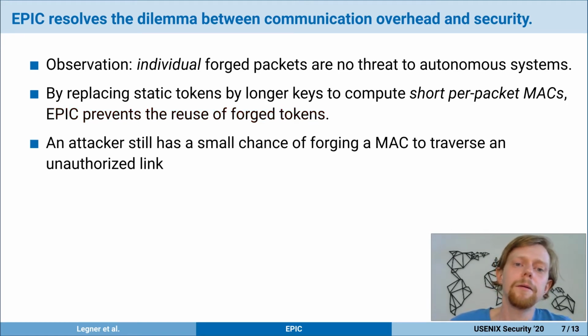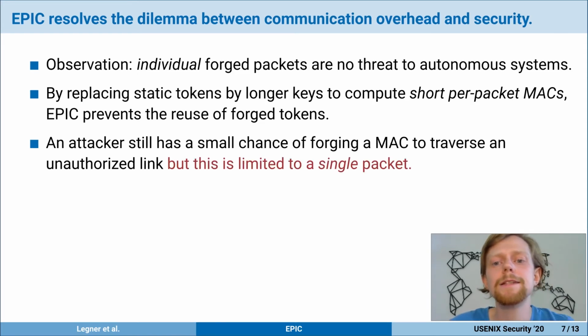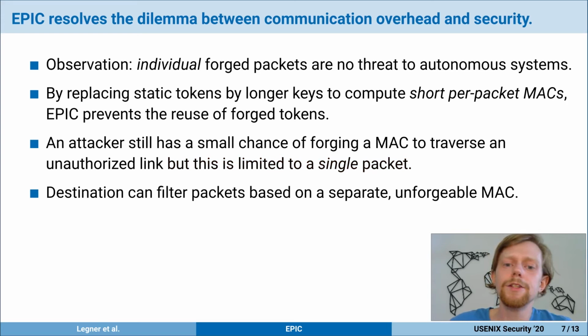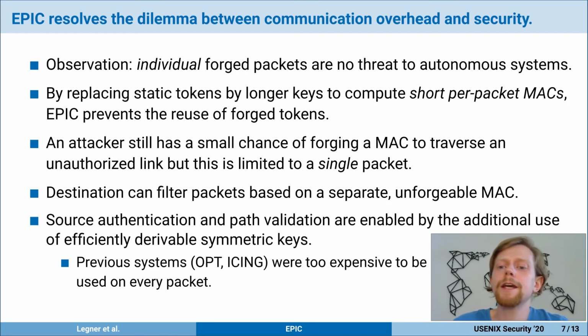An attacker may still have a small chance of forging a MAC and create a packet that traverses an unauthorized link, but this is limited to a single packet and cannot be reused to send additional packets. In addition, there is a longer unforgeable MAC for the destination, which can filter the few packets that might escape autonomous systems on the way. By leveraging recently proposed schemes for efficiently deriving symmetric keys, EPIC also provides source authentication and path validation in a more efficient way than previous systems like OPT and ICING.